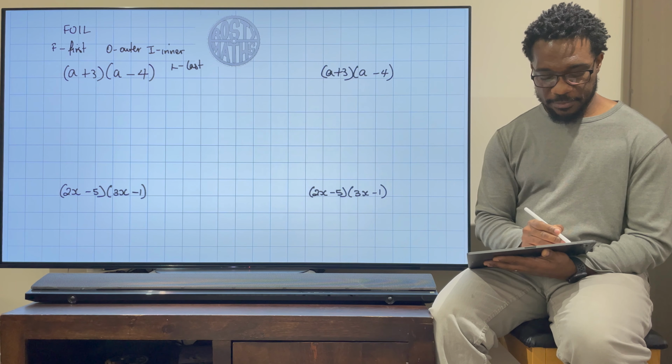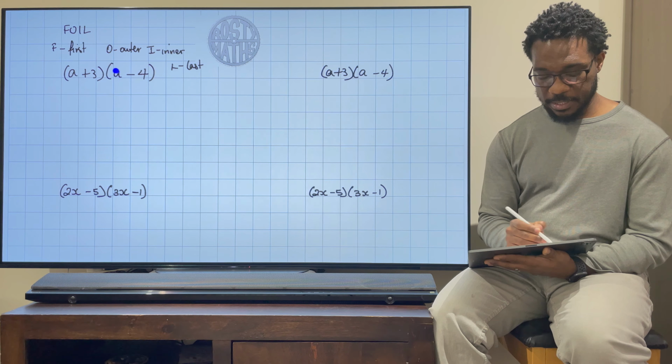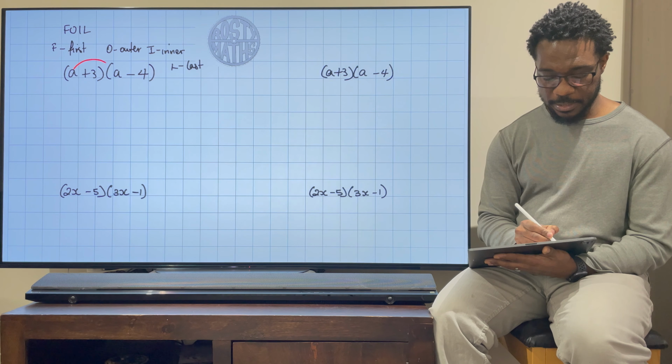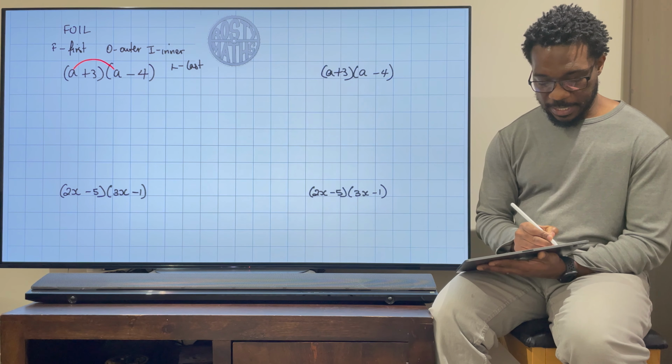So F for first, multiply the first terms. This is the first term in this bracket. This is the first term in that bracket. So I'm going to multiply them first. And I would draw this line to help you see it. So A times A, that's going to be A squared.